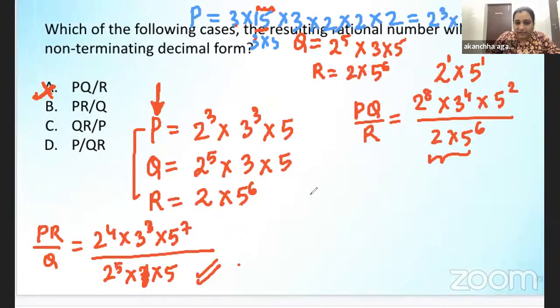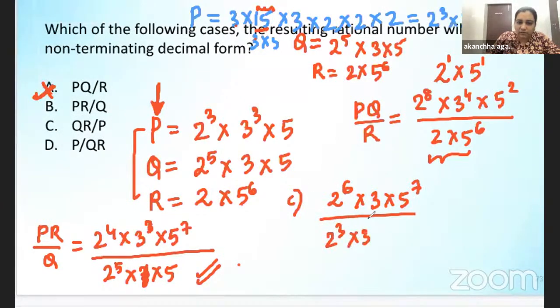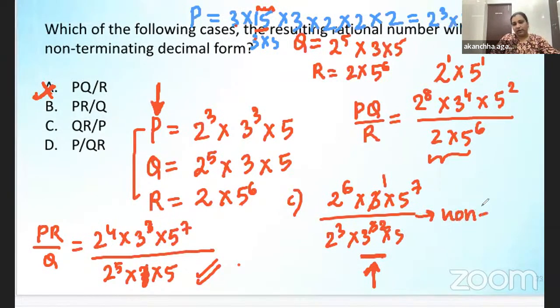So now you see the C option, in which we have QR upon P. QR is 2 to the power 6 into 3 into 5 to the power 7 upon P, which is 2 to the power 3 into 3 cube into 5. So here you see, even if you simplify it, you are getting a power of 3. So which is the correct option? Will it terminate? No, it will not terminate. And hence the correct option is C.